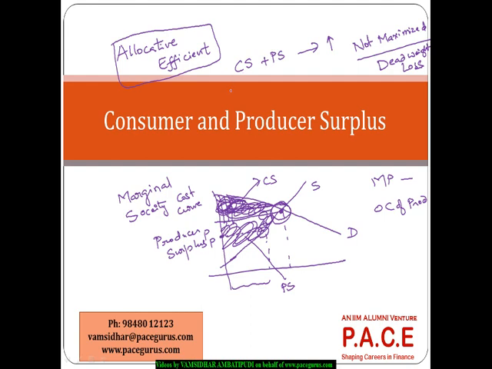deadweight loss. So any deviation from that condition means inefficient allocation, so the maximization of the consumer surplus and producer surplus will not happen, which will result in either overproduction or underproduction. Any kind of loss that comes up because of producing more than the equilibrium quantity or lesser than the equilibrium quantity is what we call the deadweight loss.